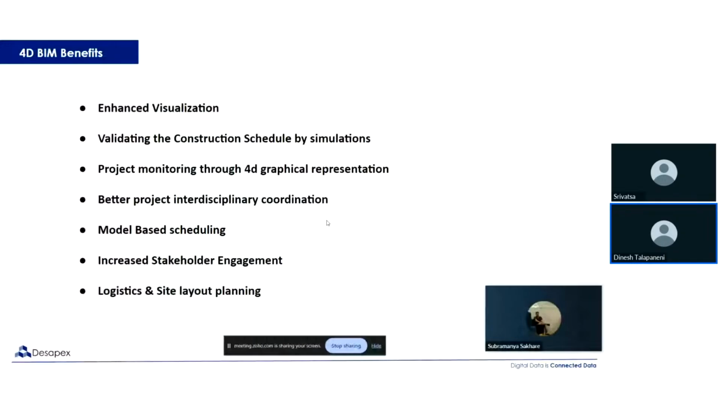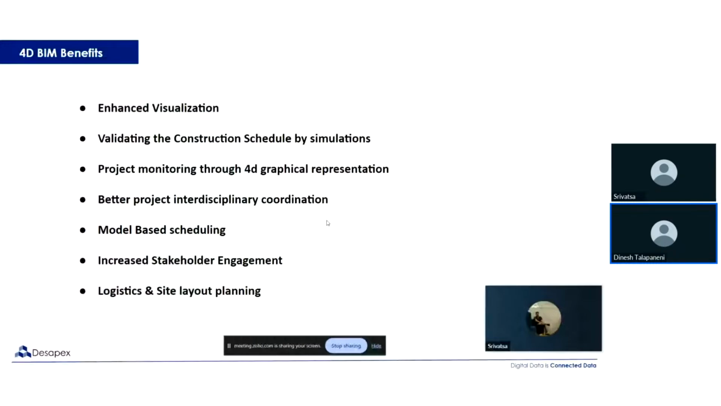So we can also validate the model and the construction schedule by running the construction simulation, and also do what-if analysis, where you can set up some baselines and see what-if analysis by running virtual construction before we freeze the schedules. Next is project monitoring through 4D graphical representation. Once you link the schedule with your model, you have a baseline that has been fixed, and when you start updating your schedule, you have a plan and actual.